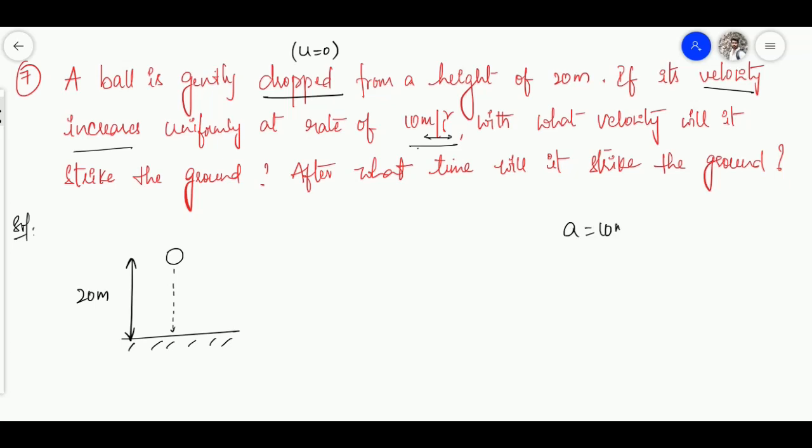So 10 meters per second square is the acceleration, and the initial velocity is 0, and we have to find with what velocity it will strike the ground. What is the velocity of the ball when it exactly strikes the ground? That means the final velocity. Initial velocity is 0. We have to find the final velocity, and we know the distance or the height. So first let's calculate the velocity. That's the final velocity, and we also don't know the time, right? So let's go with the equations. v is equal to u plus at. v square minus u square equal to 2as.